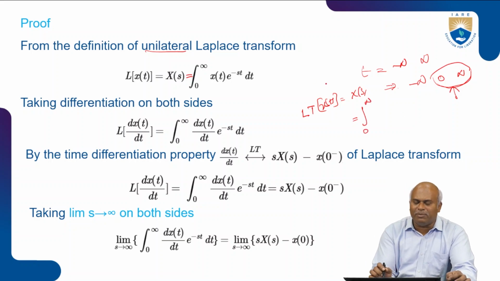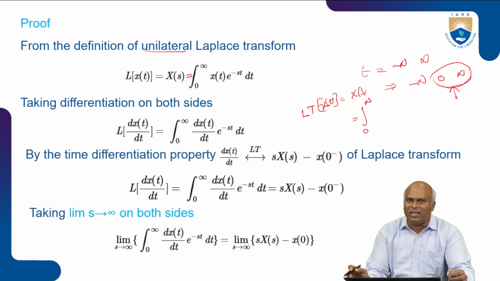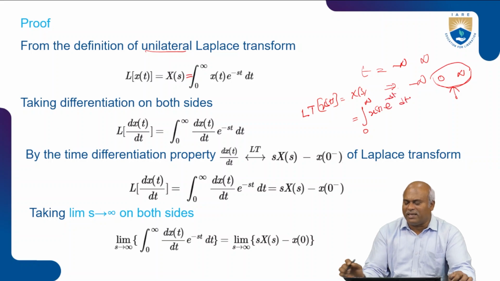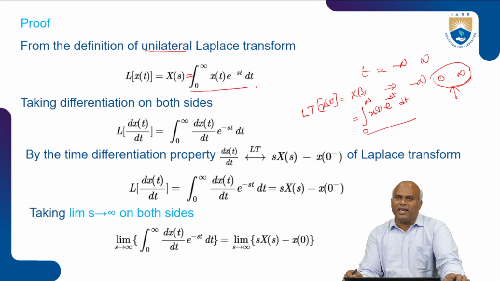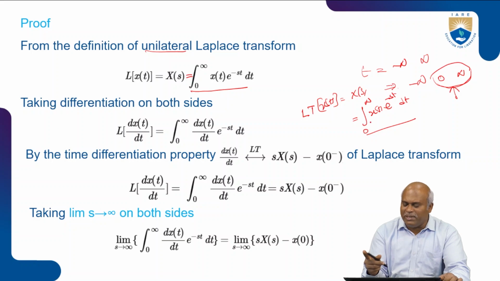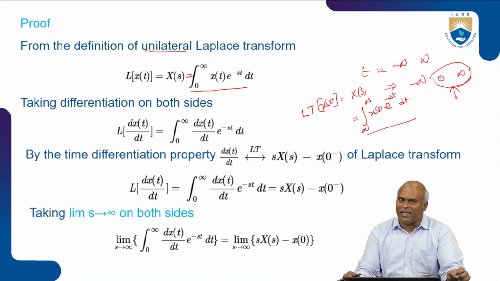Previously, we took t from 0 minus, but for the unilateral case, to prove the initial value theorem, we should take 0 to infinity only. This is the integral of x of t e power minus st dt. This equation I write here. This is unilateral; if bilateral, this 0 would change to minus infinity. Mostly, in the Laplace transform we deal with only the unilateral.